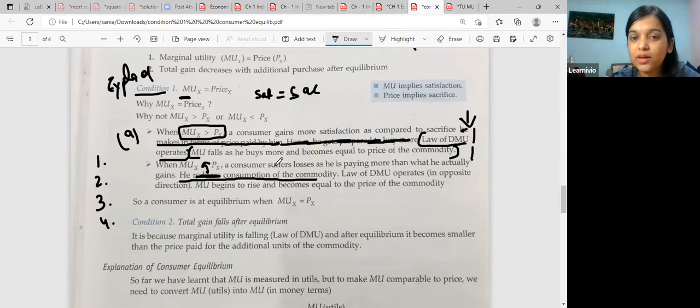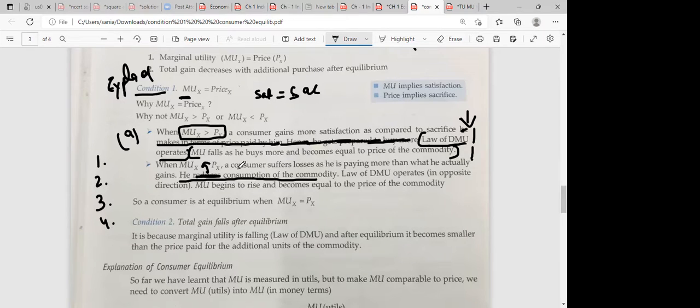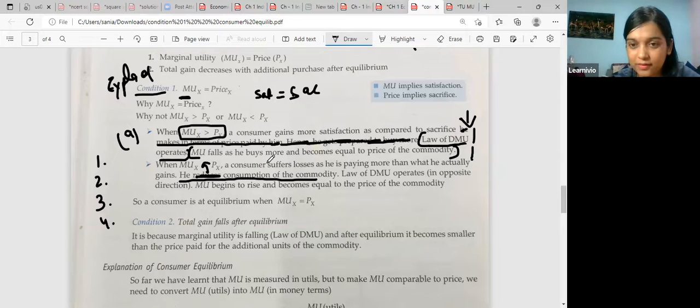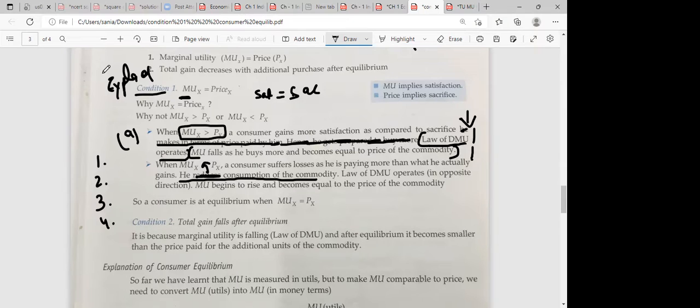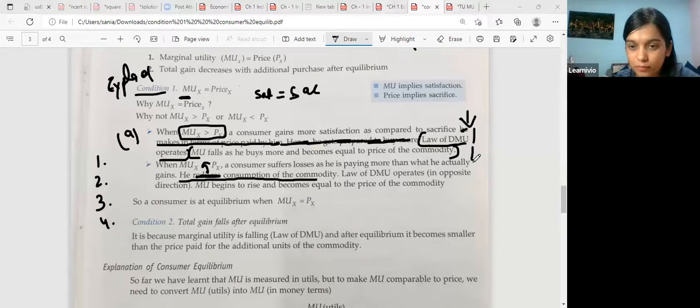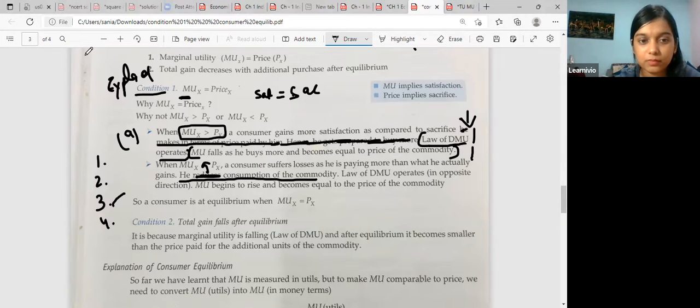You are going to write the same, so we'll write in brackets: opposite direction. And here you will write a consumer suffered losses. Here you will write a consumer gains less satisfaction. Opposite everything. First write the first point, then I'll explain the second point. Your second point is this.